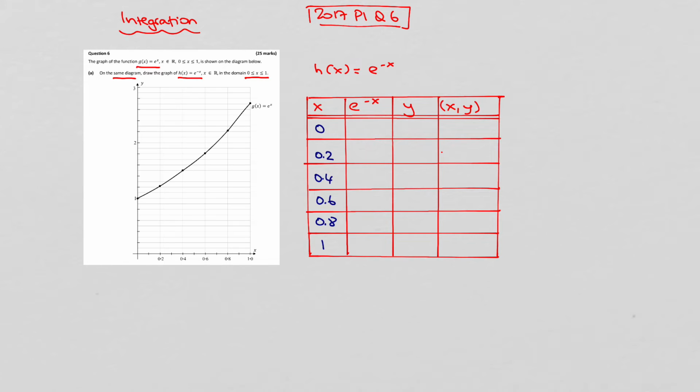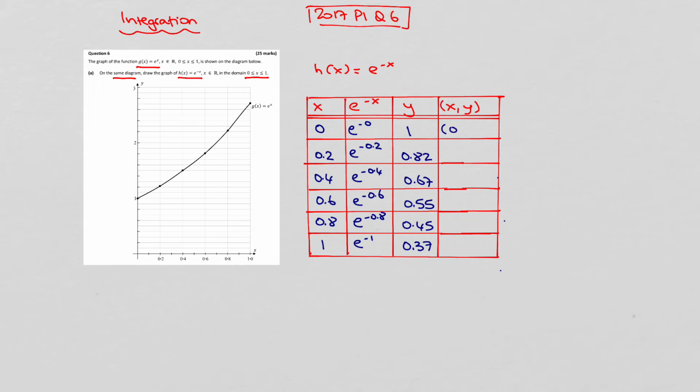So if we create our table and we look at our points, we're going to plot our points between 0 and 1, and we can see from the graph drawn first that it's in increments of 0.2. So that means we're going to sub in wherever there's an x, our value is 0, 0.2, 0.4, 0.6, 0.8, and 1. And of course it's e to the power of minus x. So if we sub those into our calculator, then we end up with 1, 0.82, 0.67, 0.55, 0.45, and 0.37.